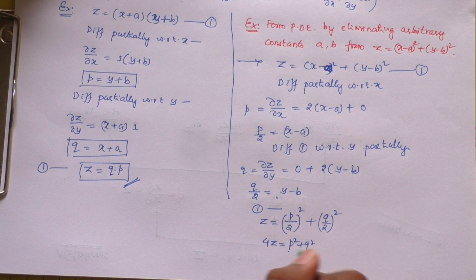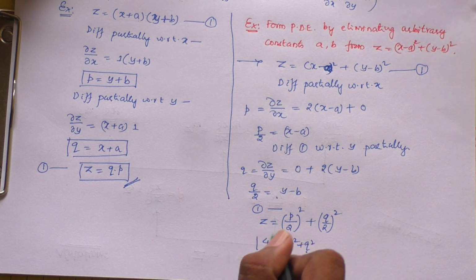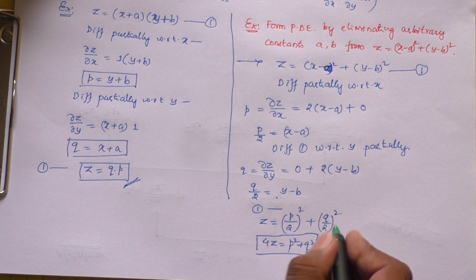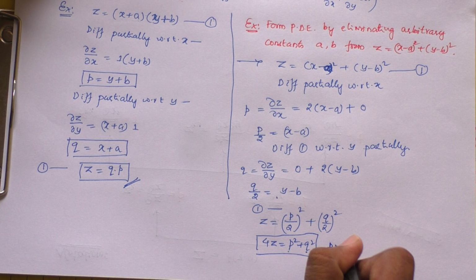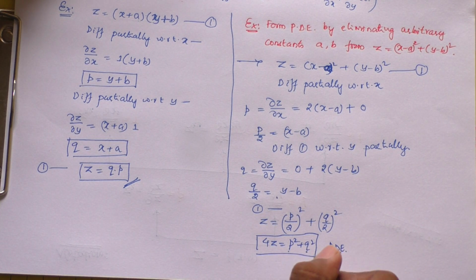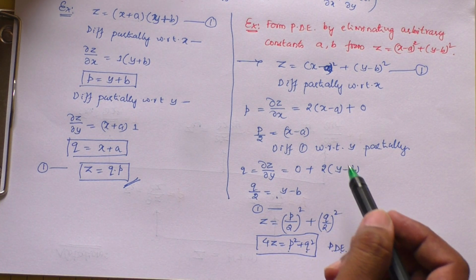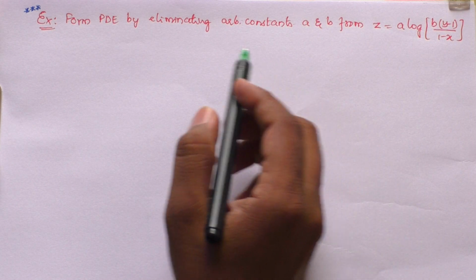where p is ∂z/∂x, q is ∂z/∂y. So this is called the required PDE, where we don't have the arbitrary constants a and b. Let us solve this problem.